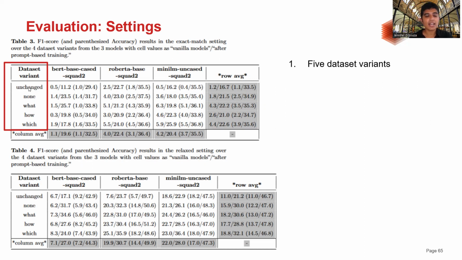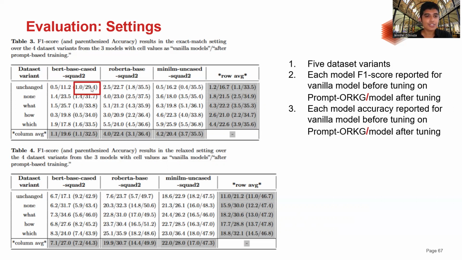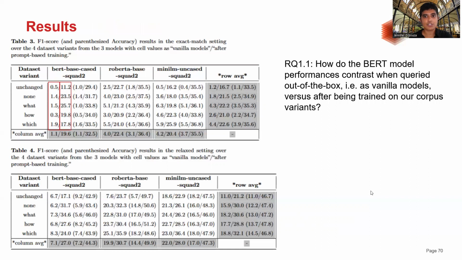This is basically the predicate used as a query as it is, without prepending or attaching to the end any question marks. Second, each model F1 score is reported for the vanilla model before the backslash, that is, this model tested out of the box, and then juxtaposed against the fine-tuned version of this model on our dataset. Accuracy scores are all presented within parentheses, and they follow the same format. And our results are reported in 2 settings: exact match and relaxed match.